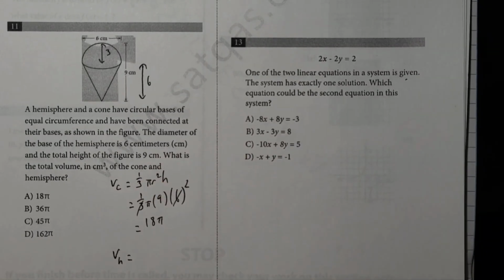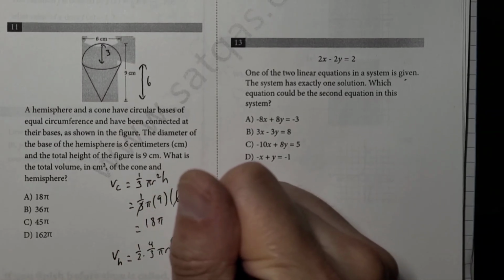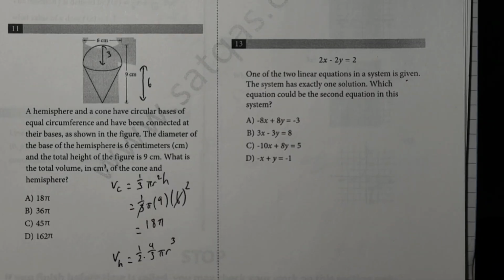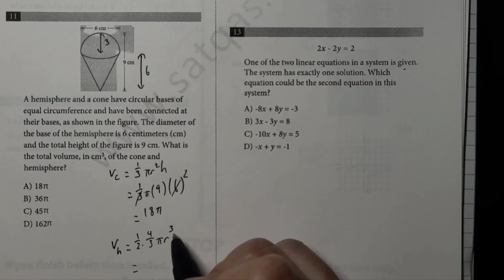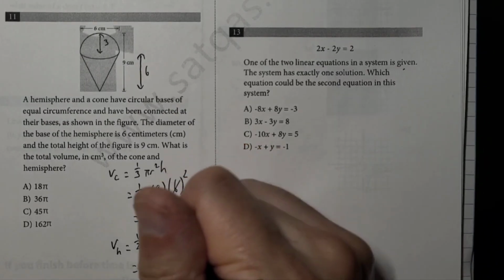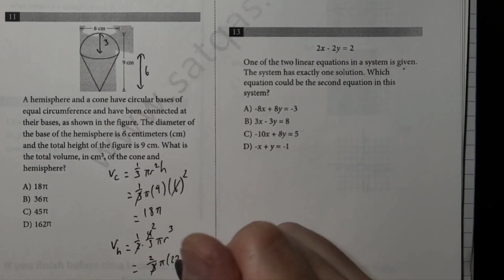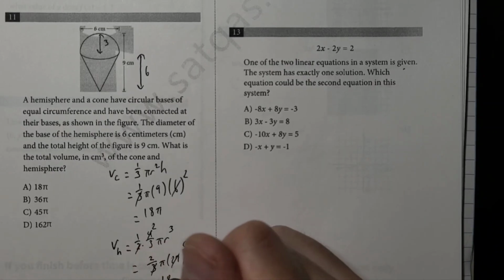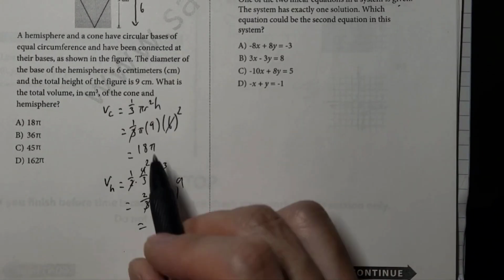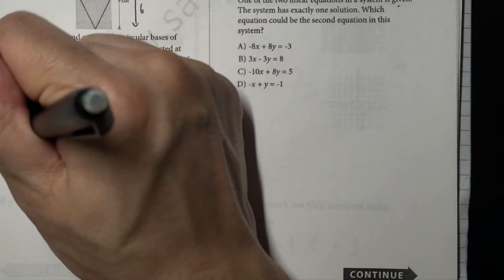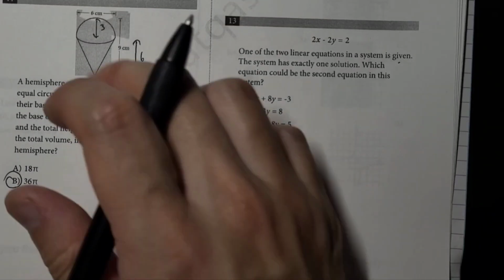V of the hemisphere is half times 4/3 pi r cubed. Okay, so what is that? 3 cubed is 27. So it'll be 2/3 pi times 27. This would be a 9, so this is 18 pi as well. Both are 18 pi. We add them together, that is 36 pi. Okay, so for volumes, you can add them up, or do it separately and add them up together.